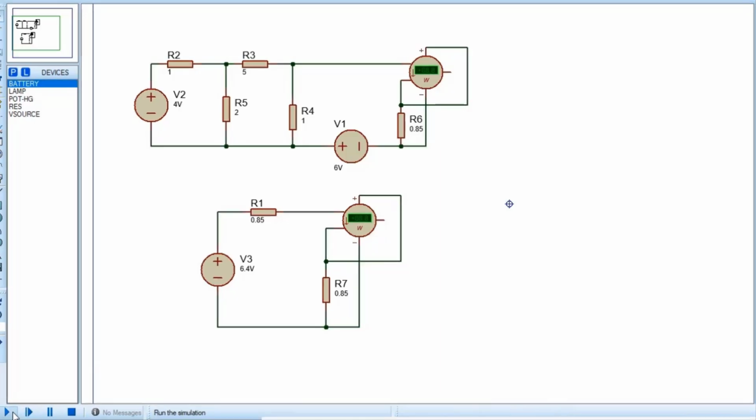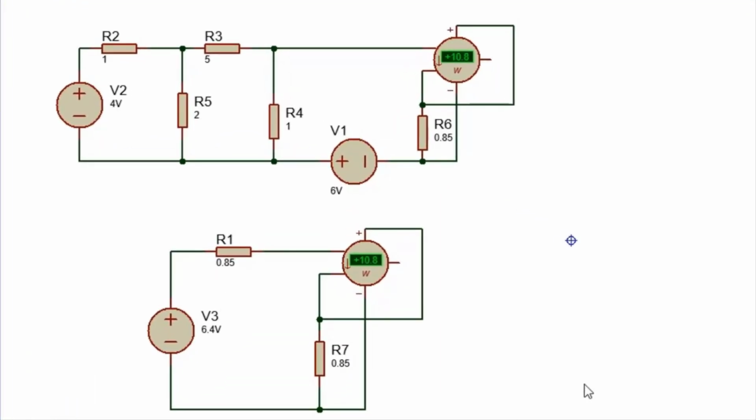Now running the simulation. See, in the main circuit it is showing power at load is 12 watt. In the equivalent circuit also it is showing power at load is 12 watt. So all my calculations are correct.